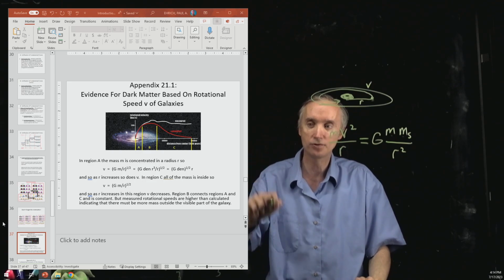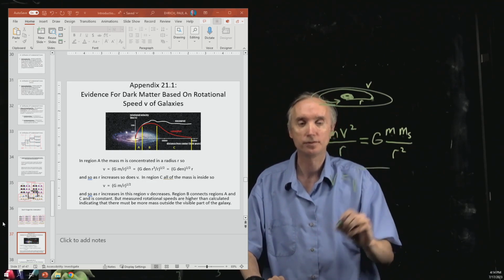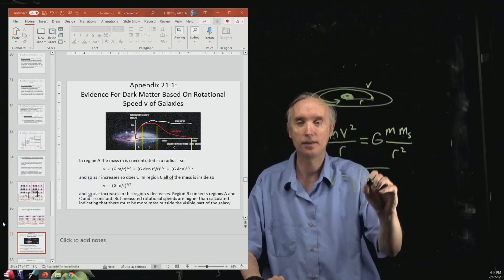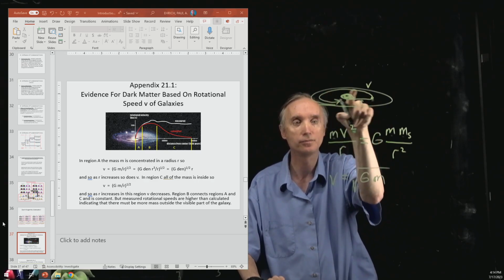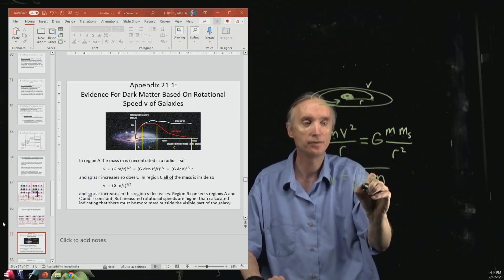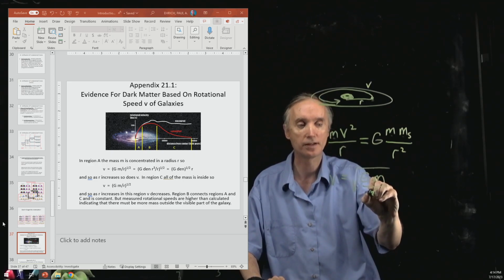V is equal to the square root of big G, and then the mass that is inside right here, divided by r. So that's your equation. That's that first one there.